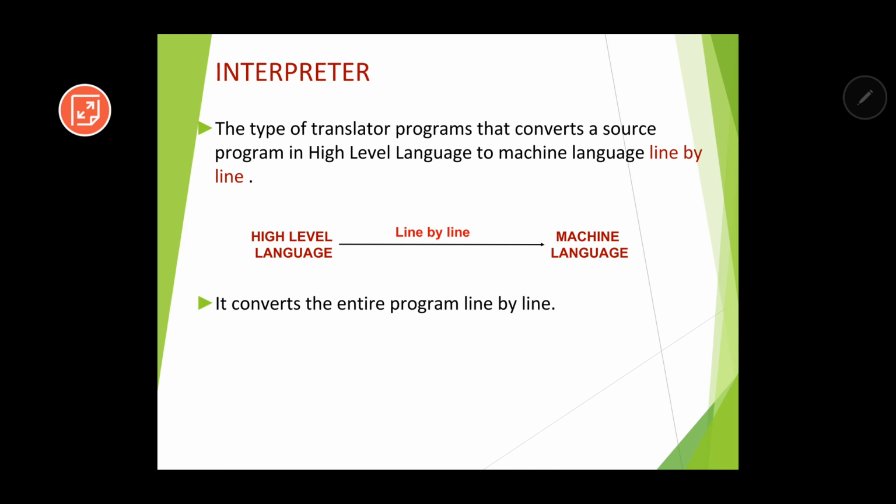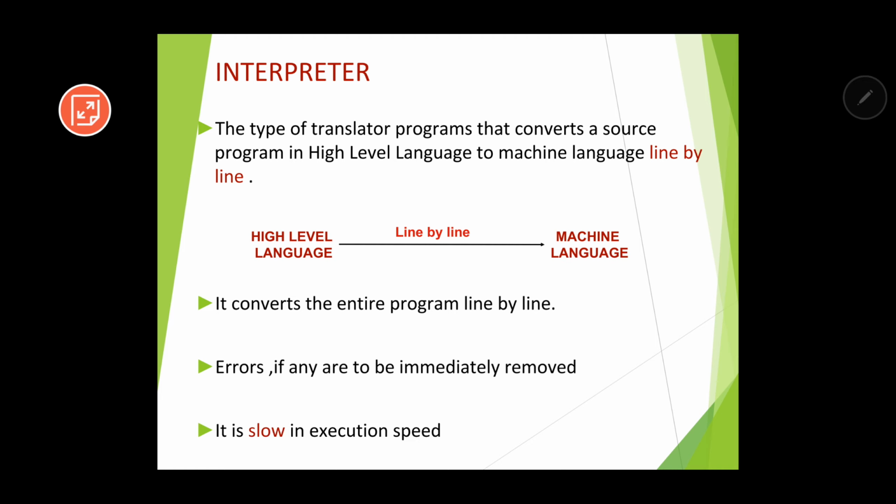So it converts the entire program line by line, as we have already seen. Errors, if any, are to be immediately removed. So if you are translating line by line and you make an error in one line, you have to immediately remove that particular error. Without removing an error in one line, it cannot proceed to the next line. It is slow in execution speed. Obviously, if you are translating your sentences line by line, then it will take more time as compared to translating it at once.